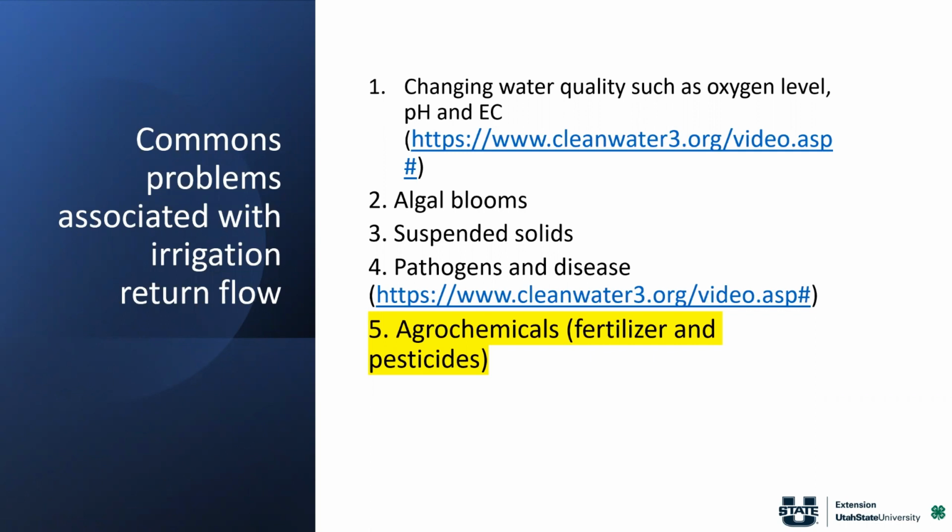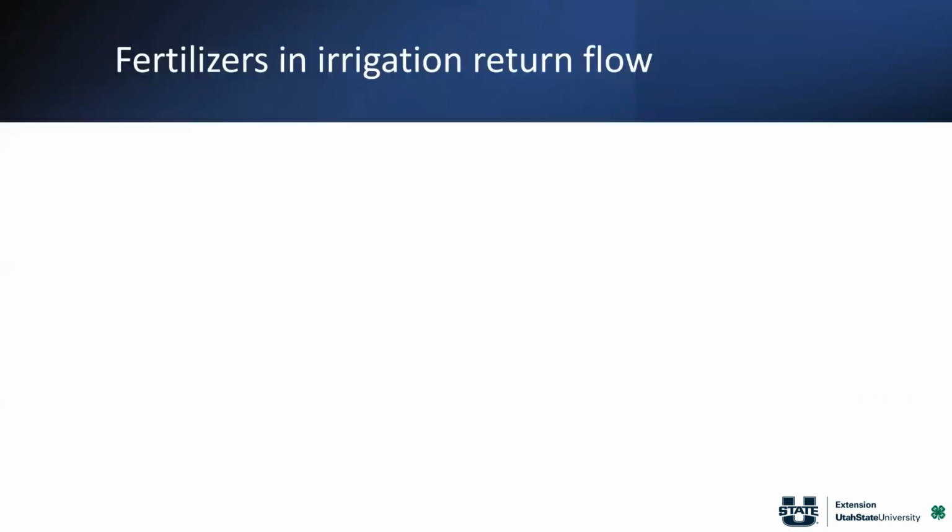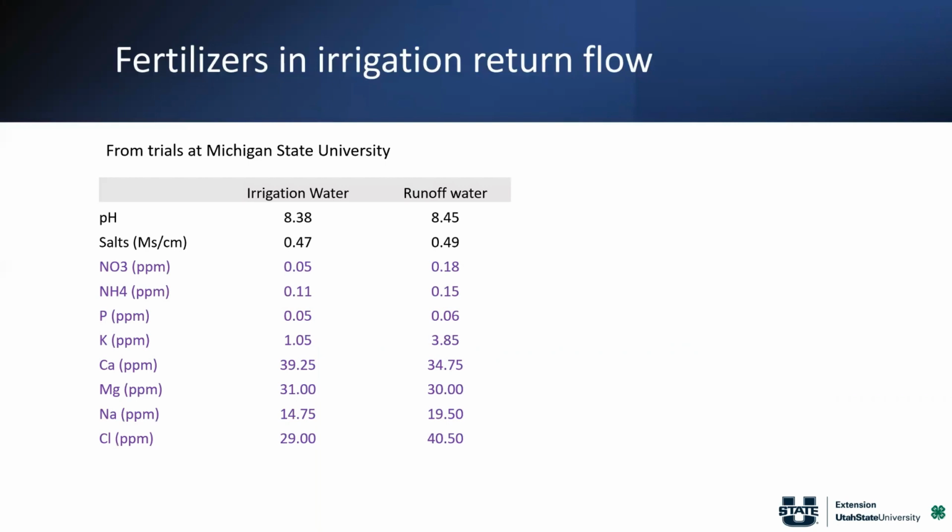So in our presentation today, we will discuss in detail the agrochemicals, such as fertilizer and pesticide, present in irrigation return flow. So moving in, fertilizers in irrigation return flow. What kinds of fertilizers can be there? These are some of the kinds of fertilizers that can be present in irrigation return flow.